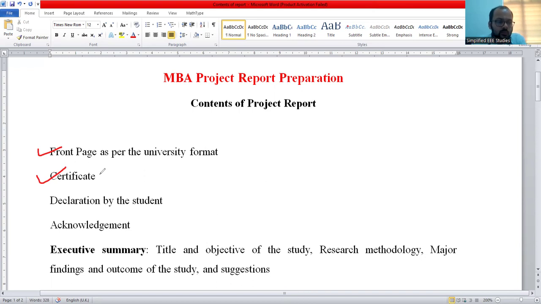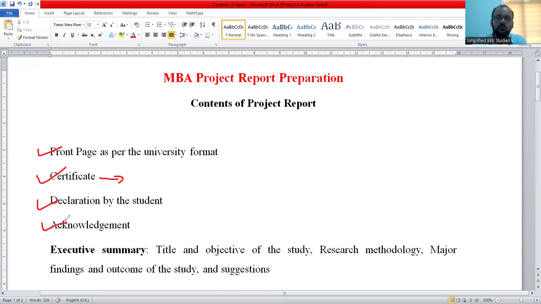In that certificate page, make sure that you did the project by yourself. You can collect the standard format from the university and follow it accordingly. I will show the demonstration for my project. Then the declaration by the student: you have done the project by yourself, you followed all the rules and regulations, and whatever data is collected is based on consent from the copyright and follows the copyright terms and regulations.